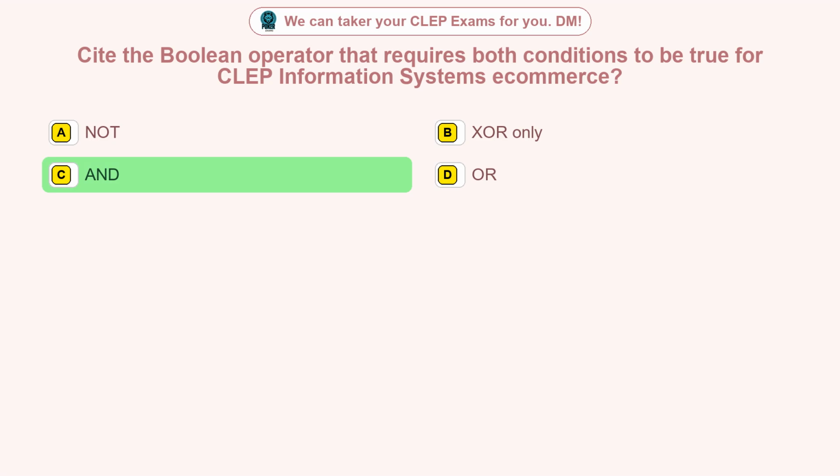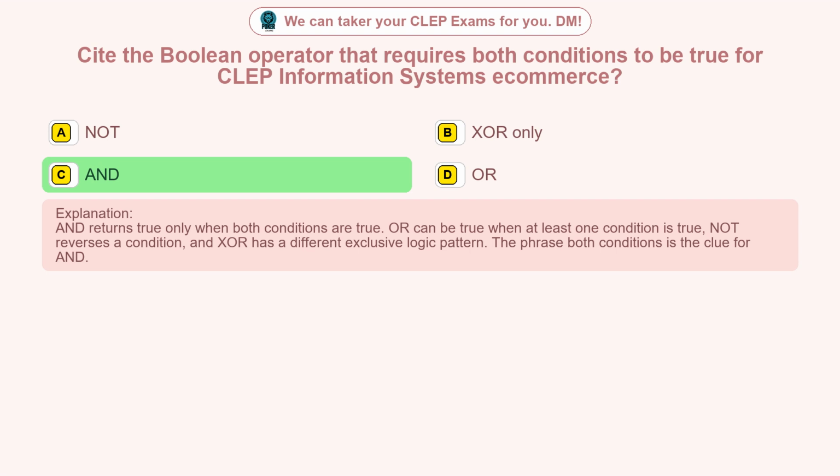And returns true only when both conditions are true, or can be true when at least one condition is true, not reverses a condition, and XOR has a different exclusive logic pattern. The phrase both conditions is the clue for and.